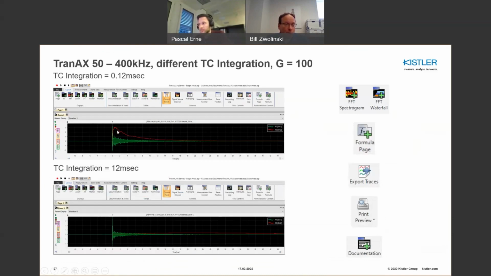And this is just another example of two different time constants. One is 0.12 millisecond, where you can see that the envelope really traces well the actual event you're measuring. So I would say the 0.12 millisecond is quite optimal for this. Whereas if you take a 12 millisecond, there's really no structure. I wouldn't use a 12 millisecond integration time constant for this application at all.